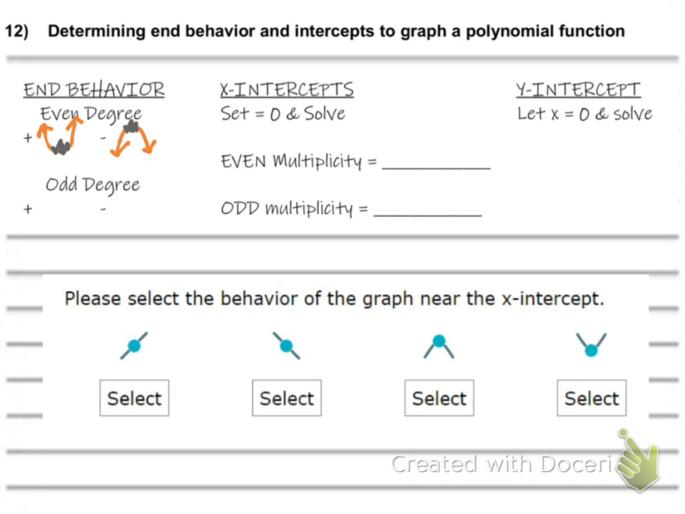If we have an odd degree, it acts like a cubic, kind of. So it goes down to up if it's positive, up to down if it's negative. And again, that's just about the behavior on the ends, right? Not the middle.